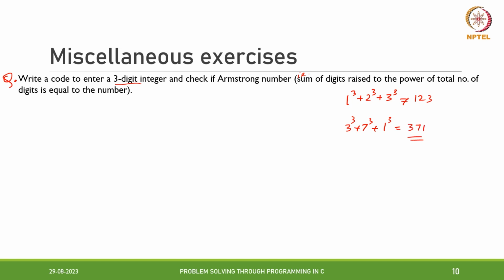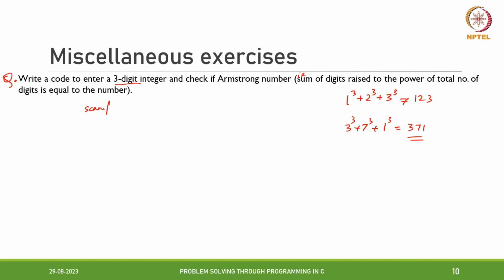Okay, so here, what do we need to do for this particular definition that I have specified? We need to know the total number of digits, and then we need to go to each of the digits and raise it to the power of the total number of digits, right? Okay, so we will need to do while twice.